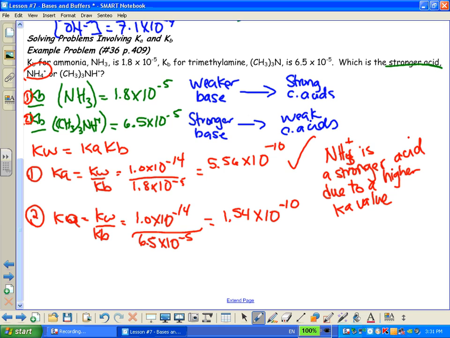Okay, but if that just confuses you and you don't want to have to memorize that, then just substitute it in so that you can find the Ka value. The higher the Ka value means the stronger acid. So in this case, the stronger acid would be NH4+, because it has the higher Ka value out of the two.